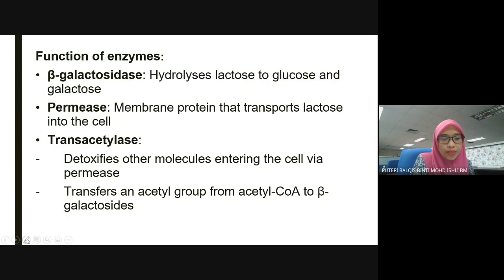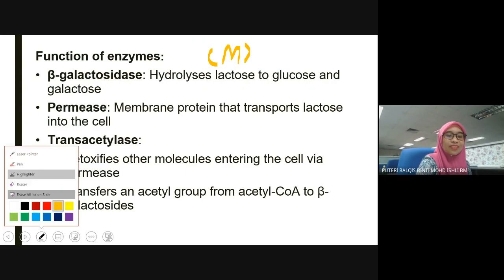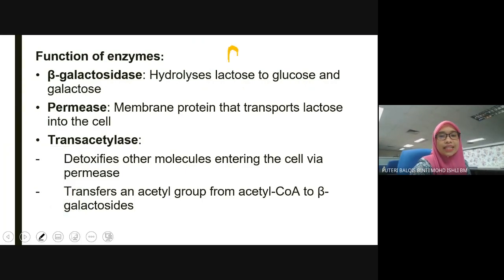As you all know, lactose is a disaccharide. This disaccharide needs to be broken down, hydrolyzed into monosaccharides, which are glucose and galactose. Alright, that is the function of beta galactosidase.